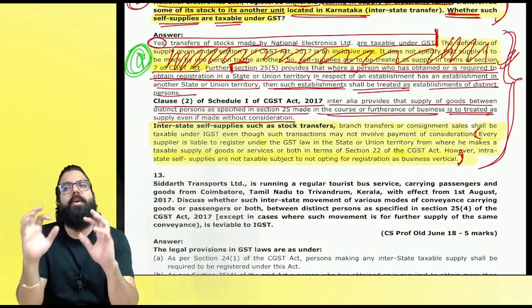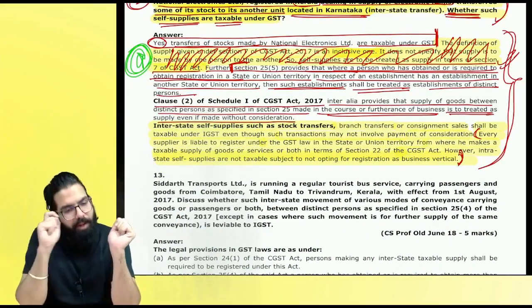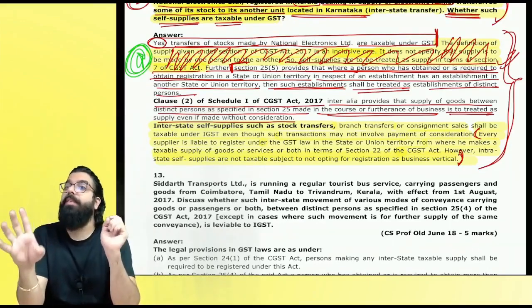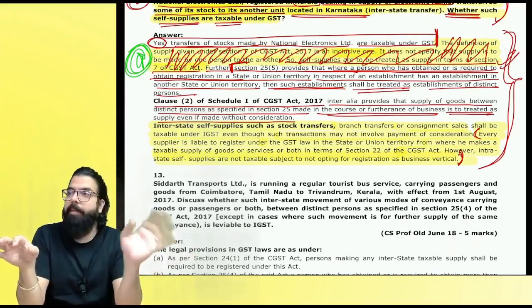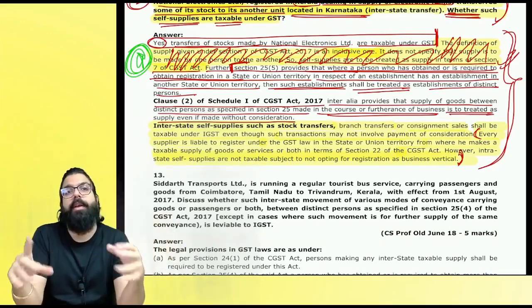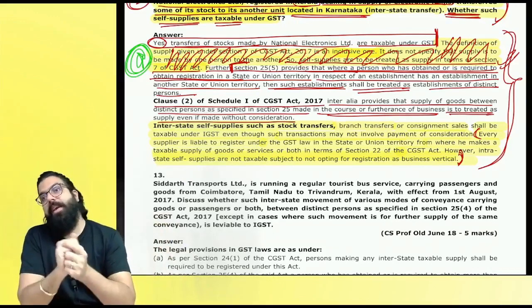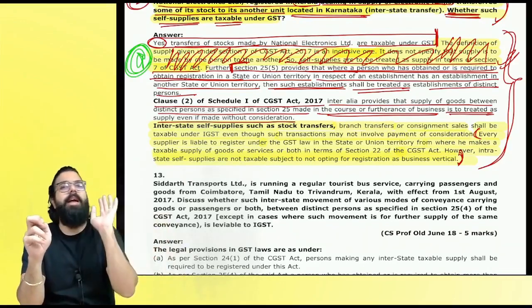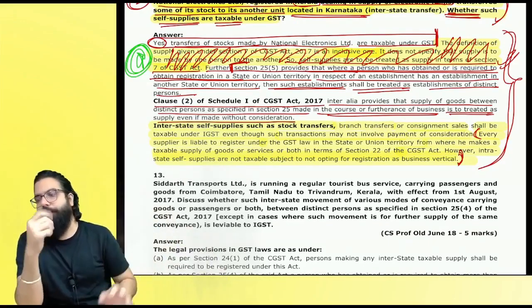But as of now, these are the things you are going to write in the exam. First of all, when they are asking whether it will be supply, you have to say yes, it will be supply. Secondly, you have to say whenever you have one place in one state and another place in another state is registered, both are distinct person. Then you have to say section number 7(1)(c) says whenever supply is between two distinct person, it will be considered as supply if it is in the course of business. Can we go ahead, everyone? Next.